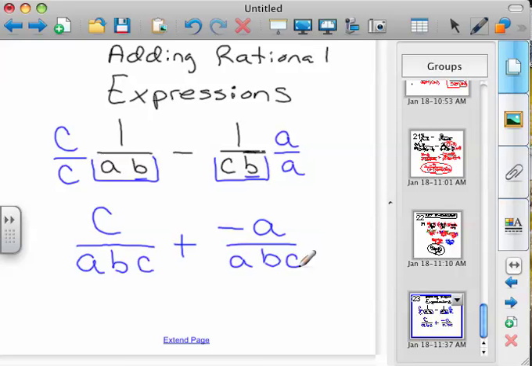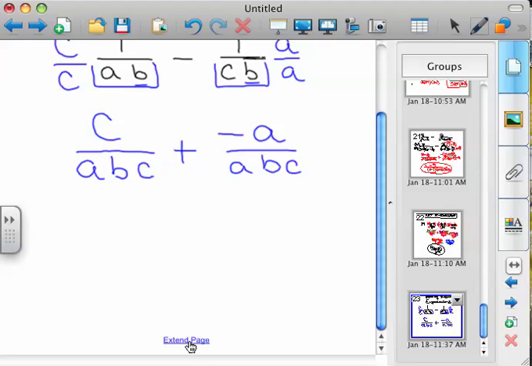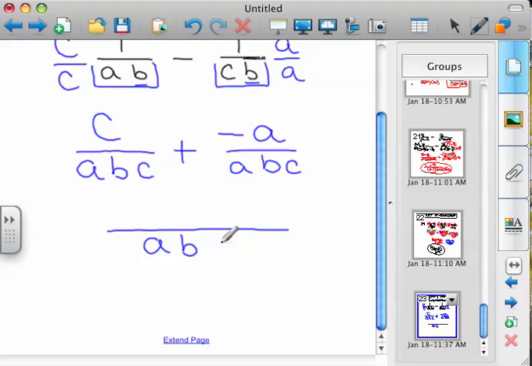So now we have common denominators. We've got A times B times C on the bottom of both sides. And you've got C plus negative A on the top. So just like when you're adding fractions, your denominator stays the same. So we got A times B times C, and then C plus a negative A on the top.